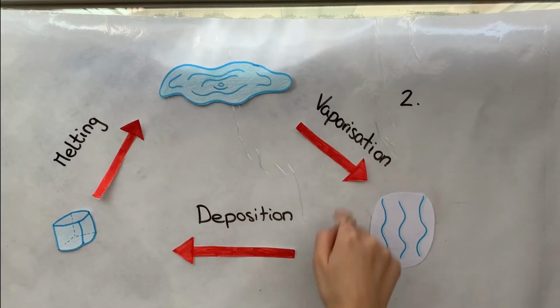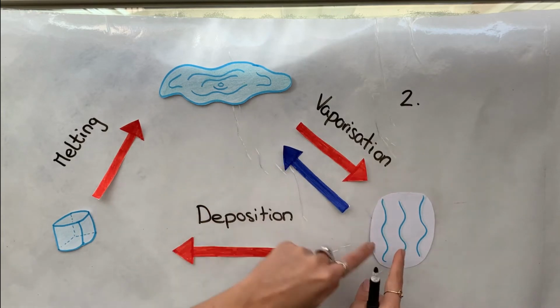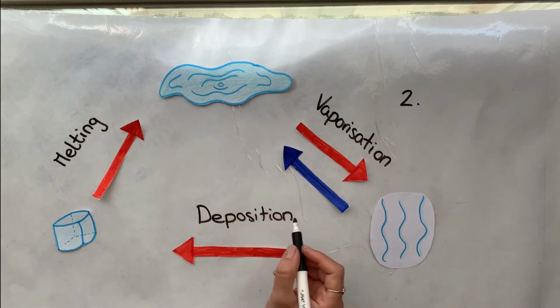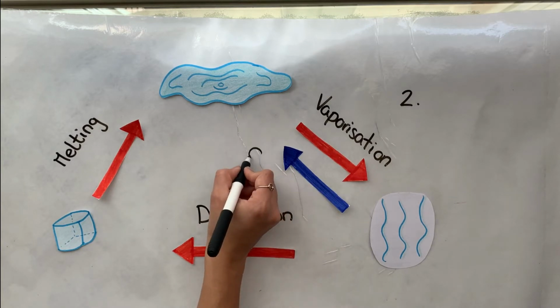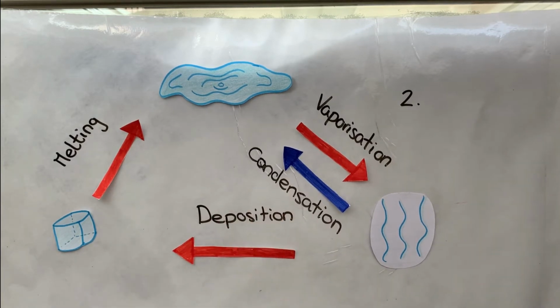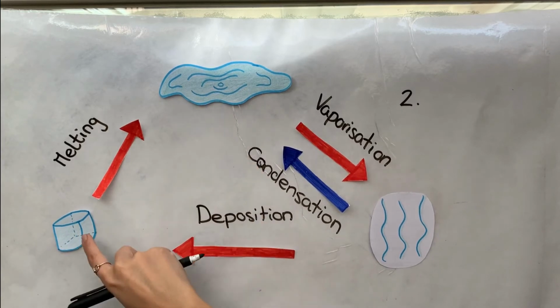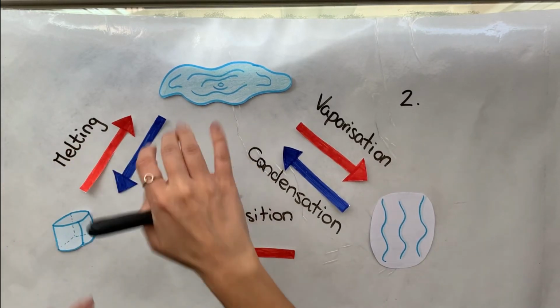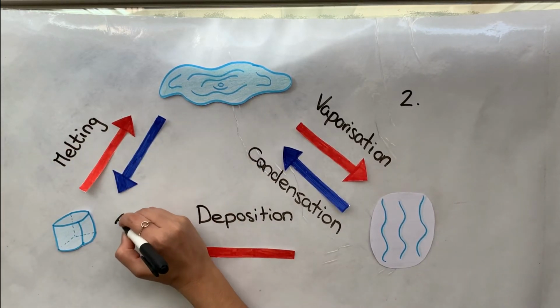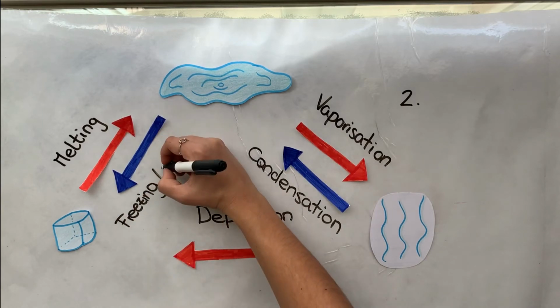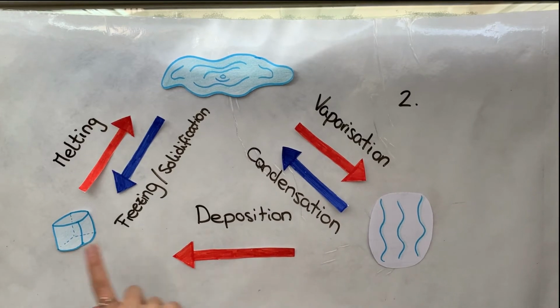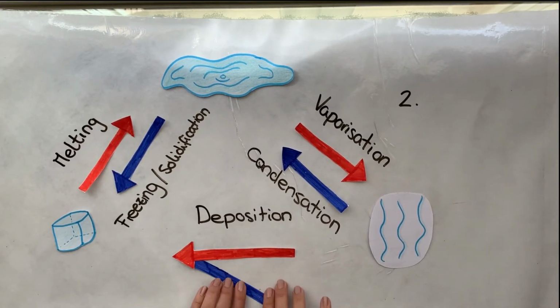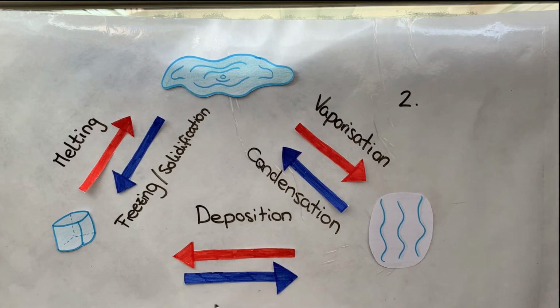Now we're going to see this process, but the other way around. If we cool gas to liquid, this process is called condensation. If we cool liquid to solid, we call this process freezing or solidification. And finally, if we cool ice into gas, we call this process sublimation.